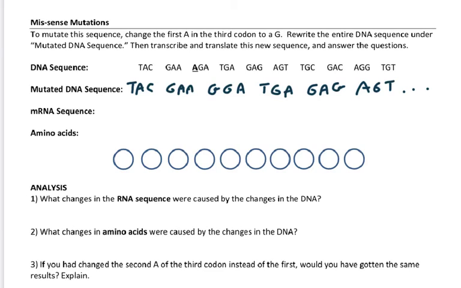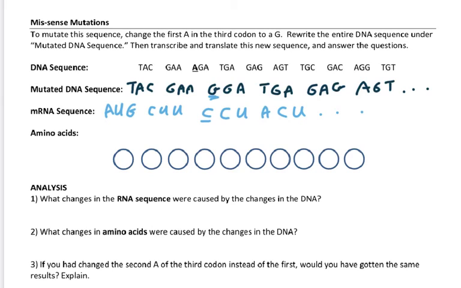Now let's look at transcribing the DNA into the mRNA strand. TAC transcribes into AUG, GAA transcribes into CUU. But now that we've changed that first nucleotide, we've made a substitution. We now have the codon CCU. And then keep transcribing the rest of the DNA strand.